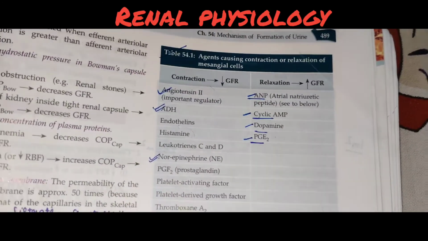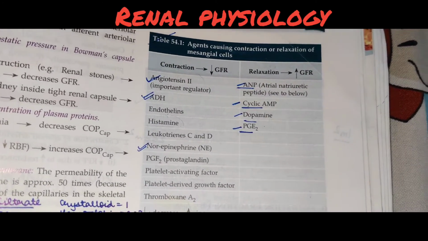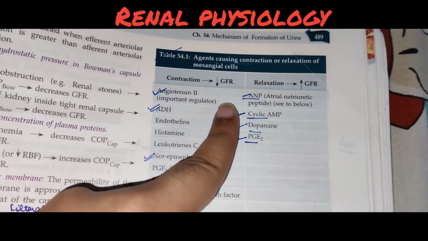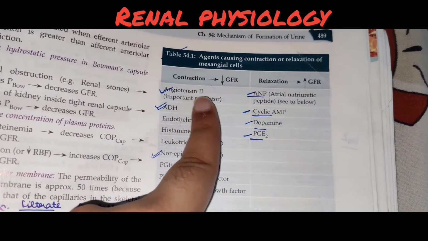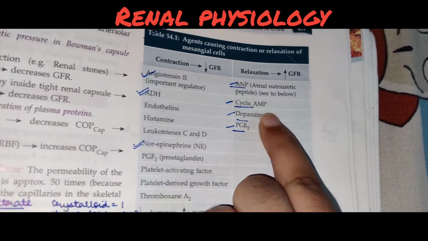Okay, so these are some agents which cause contraction and relaxation of mesangial cells. Contraction will decrease the surface area, thus decreasing the GFR. So the factors are angiotensin 2, etc., and they are relaxed by dopamine and cyclic AMP.